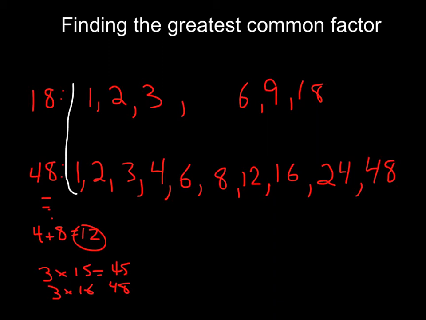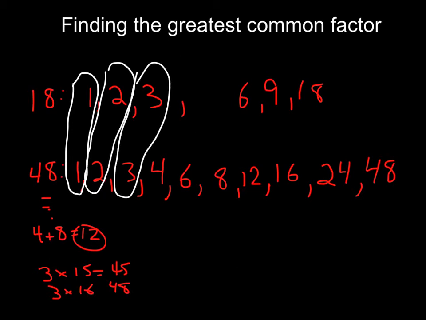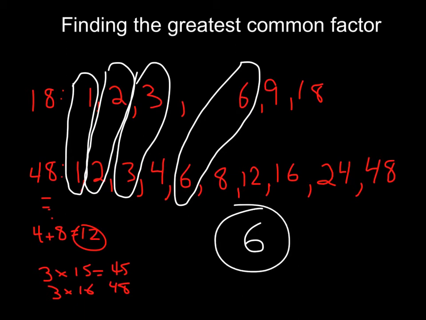Now I can find my common factors. I see 1 is common, 2 is common between those two, 3 is common, 6 is common, 9 and 18, nope. So those are my common factors, and the greatest or the biggest is 6. So 6 would be my greatest common factor.